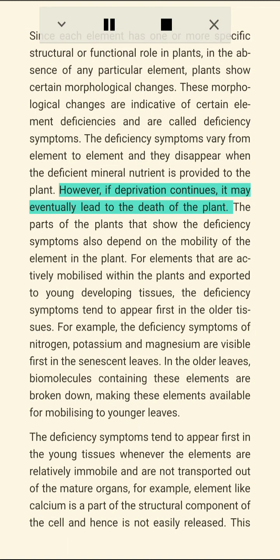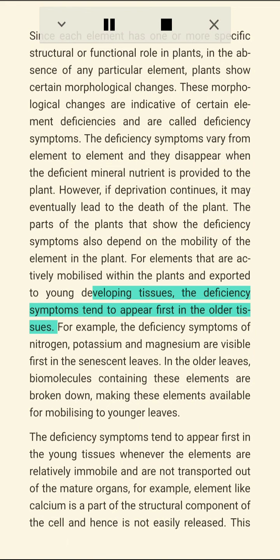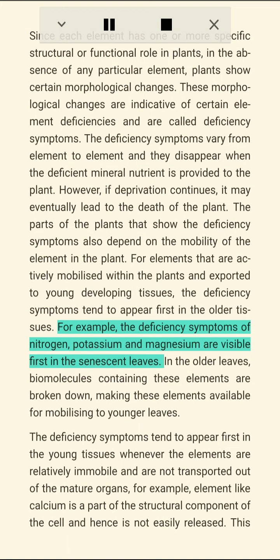However, if deprivation continues, it may eventually lead to the death of the plant. The parts of the plants that show the deficiency symptoms also depend on the mobility of the element in the plant. For elements that are actively mobilized within the plants and exported to young developing tissues, the deficiency symptoms tend to appear first in the older tissues.